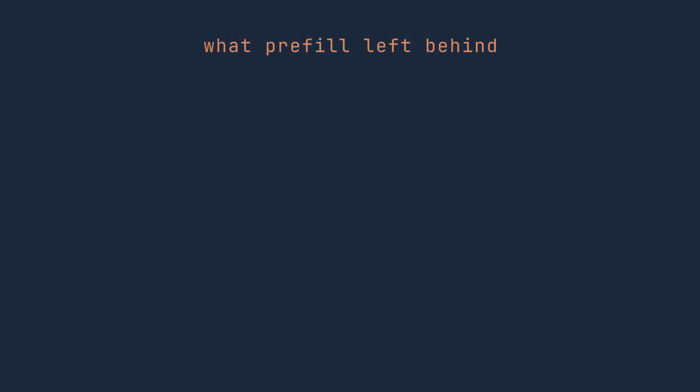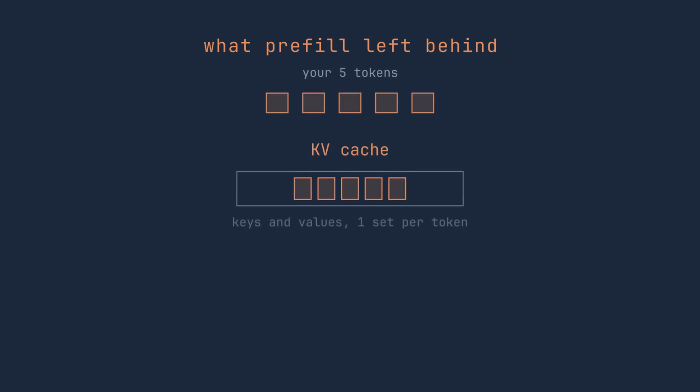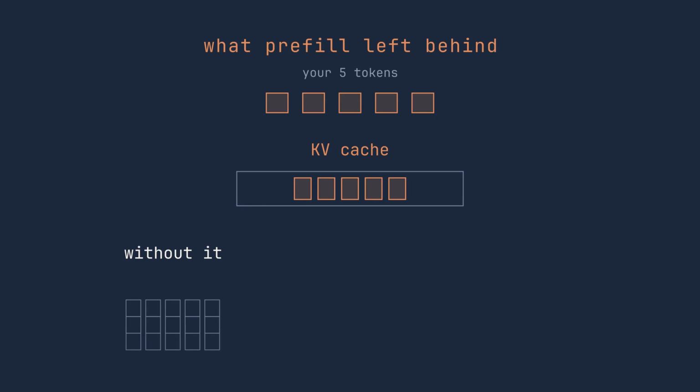Before we get to decode, prefill left something behind, and it is the reason any of this is affordable at all. As your model read that prompt, every layer worked out 2 things for each token, called keys and values, and it stored them. That store is what we call the KV cache. Why does that matter so much? Think about what would happen without it. Every new token has to look back at everything before it, so your model would have to recompute your entire conversation on every single step.